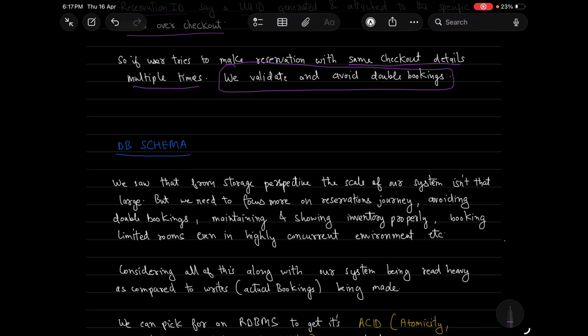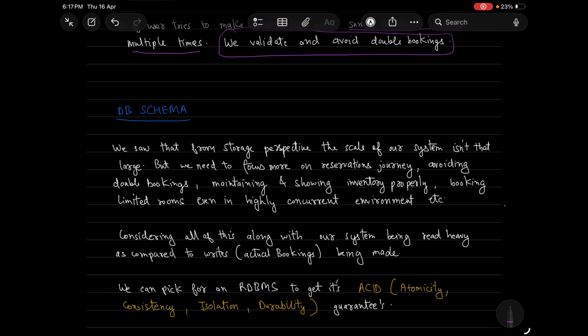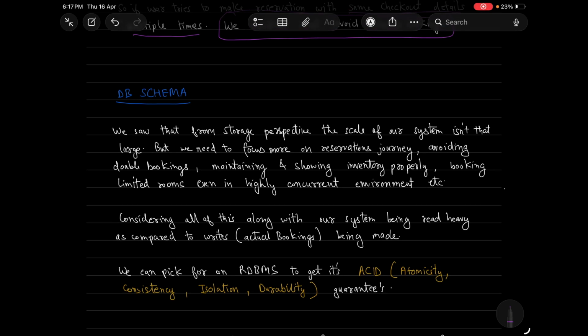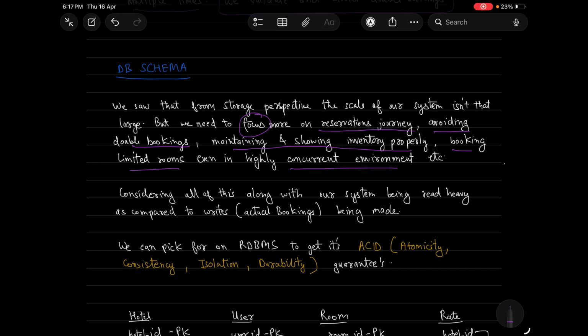Now let's see the DB schema, how things would look and how the entities will be mapped to each other. We saw that from a storage perspective, the scale of our system isn't that large, but we need to focus more on the reservation journey, avoiding double bookings, maintaining and showing the inventory properly, booking limited rooms even in a highly concurrent environment, etc. A couple of these things we need to focus upon, considering storage is not an issue for us.